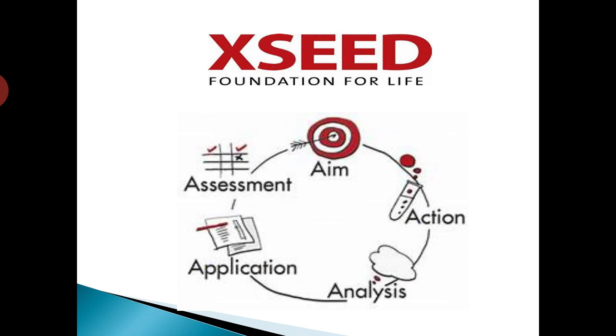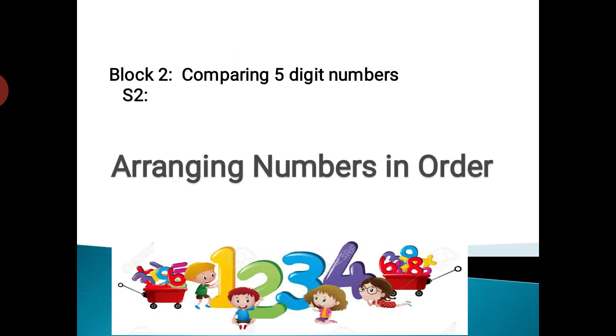In this session, we'll be following Exceed 5 A's, that is, aim, action, analysis, application, and assessment. So as you know, block 2 is comparing 5-digit numbers and S2 is arranging numbers in order. So today we will see how we can arrange the numbers in order.